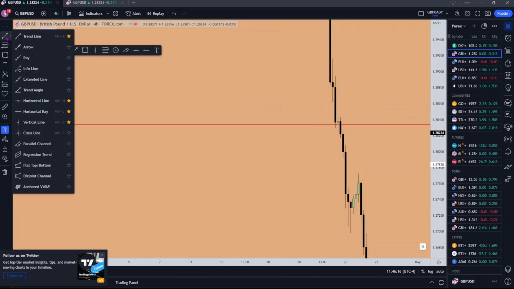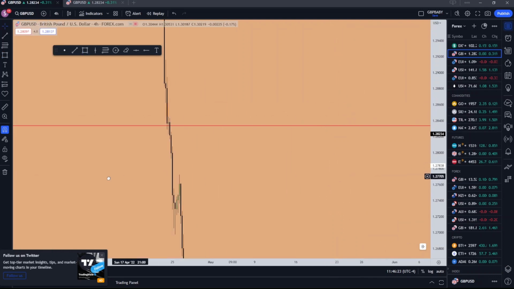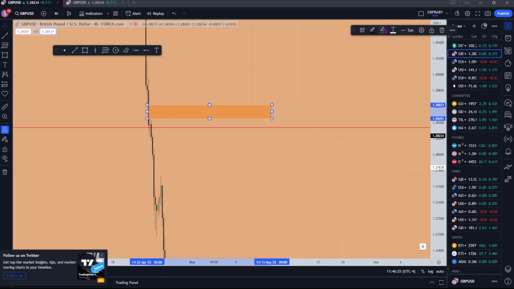So I'm going to mark out the swing high first, and I'm also going to mark out this 4-hour fair value gap. Actually, we don't even need that. And I'm going to make this red.